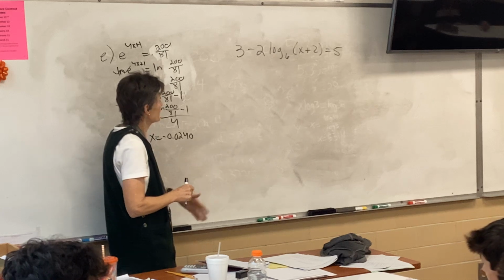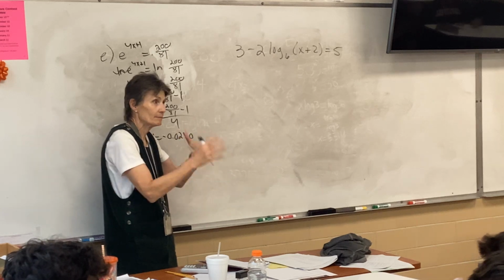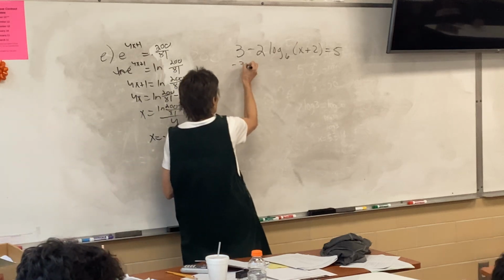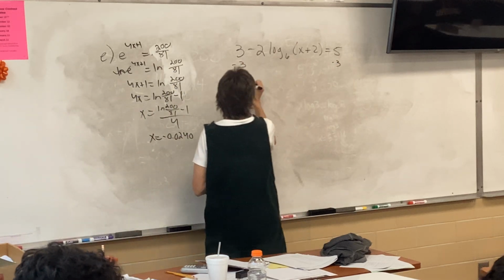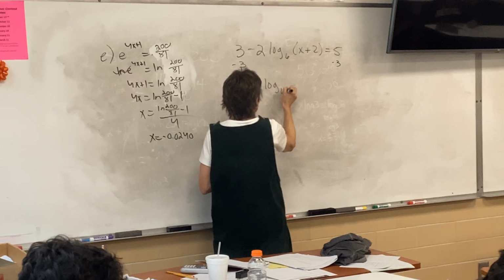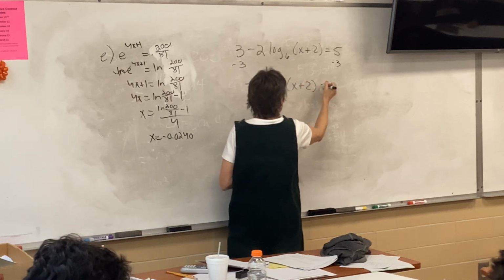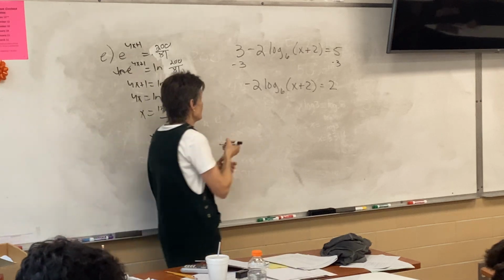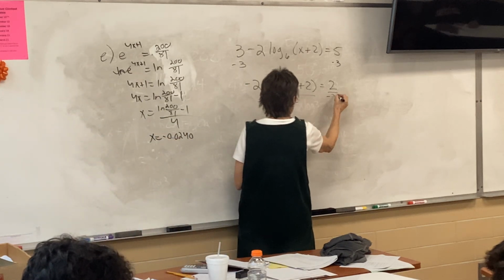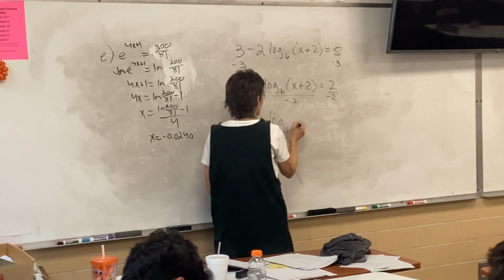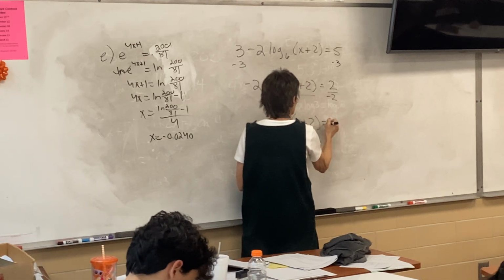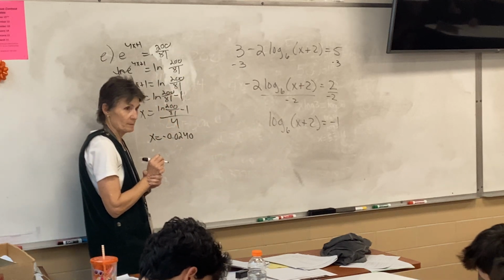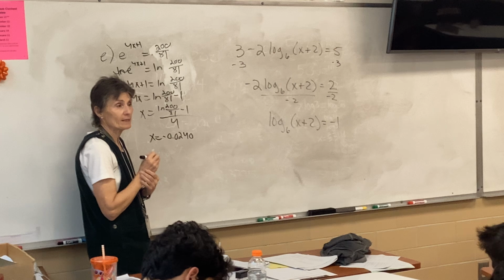So, let's start taking it apart. We've got to get it cleaned up here. Minus 3 over. I think that sounds like a good plan. Okay, that's good. Then divide by -2. Everybody okay at this point?